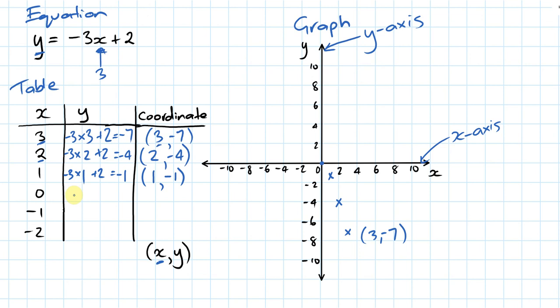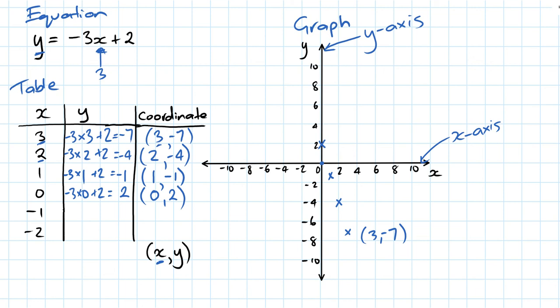When x is equal to 0, y is equal to negative 3 times 0 plus 2. That will give me 2. Negative 3 times 0 is 0. 0 plus 2 is 2. So for that coordinate, the x value is 0 and the y value is 2. On my grid, go to the origin. My x value is 0, which means that there isn't any horizontal movement, so I just stay there on the x-axis at 0. My y value is 2, so I'm going up 2 spots there.